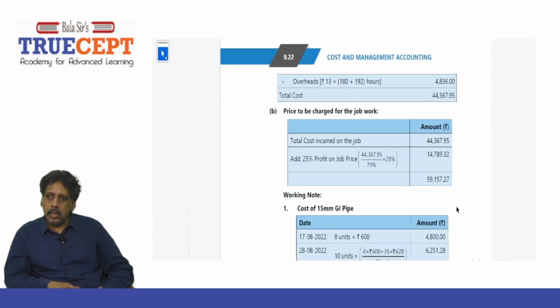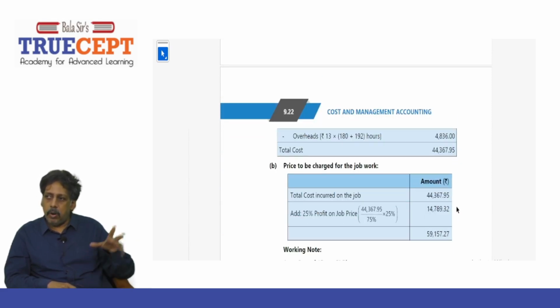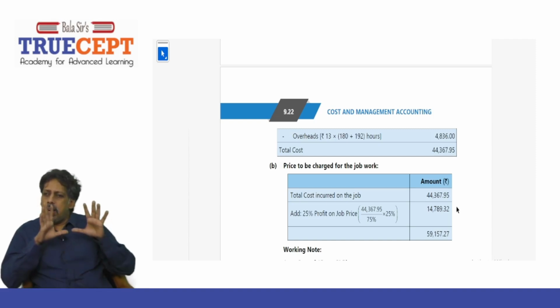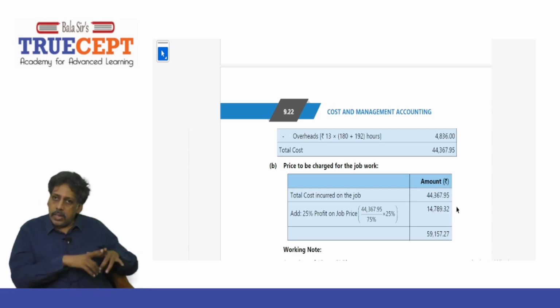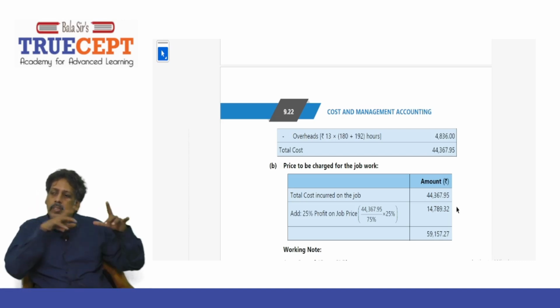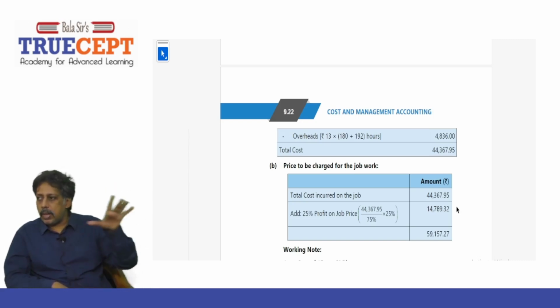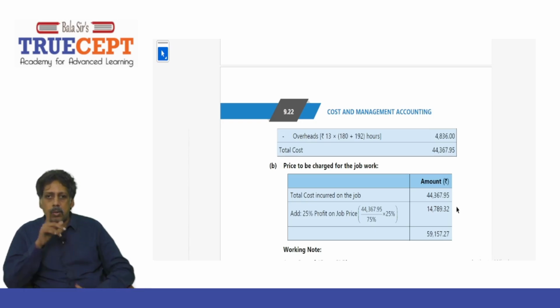Then overhead, sir. Have they shown prime cost? They haven't. If you want, you can show prime cost. And then add overheads, given clearly as rupees 13 per labor hour. It is 180 hours plus 192 hours, in all 372 hours, into rupees 13 per hour. How much? 4,836. That's based on direct labor hours. It doesn't matter whether normal time or overtime, right? So hours into the overhead rate per hour.